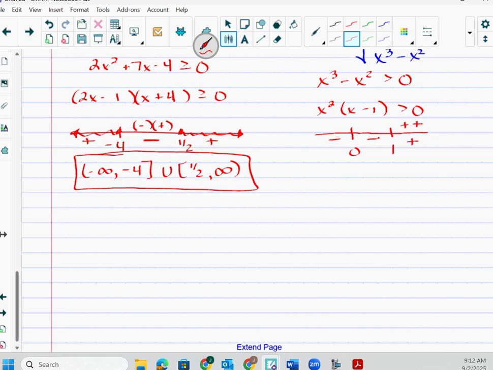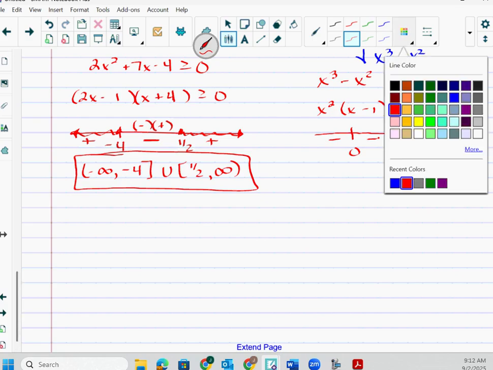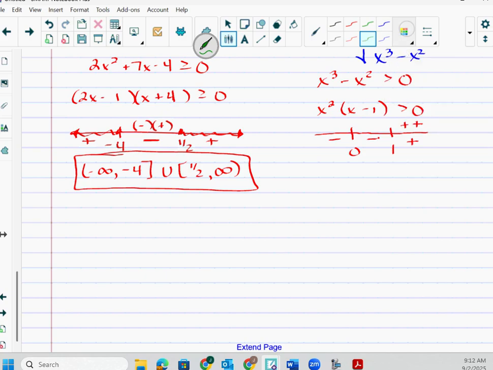Okay. Then we still have to answer the question, guys. You're not done at the number line. Where is it greater than 0? Isn't this positive? Just that little section. These weren't included, so your answer is 1 to infinity.